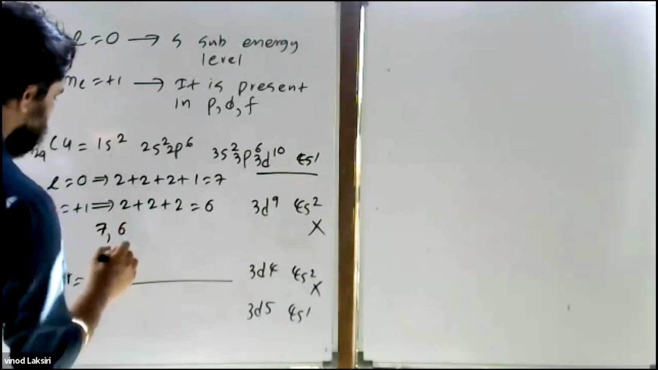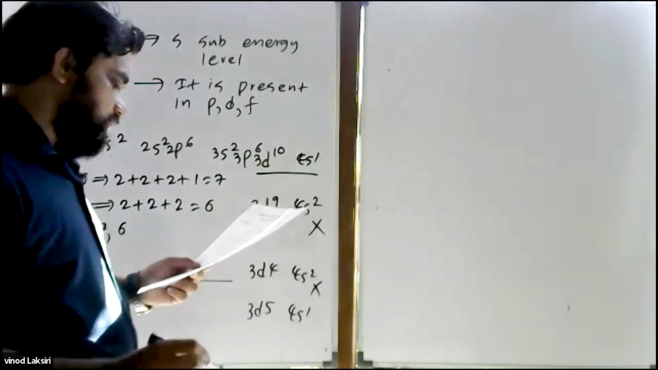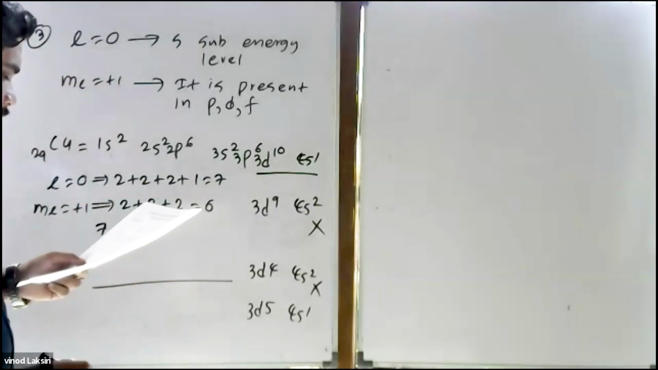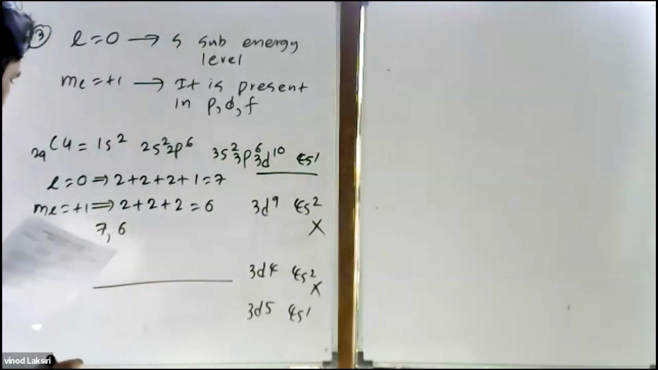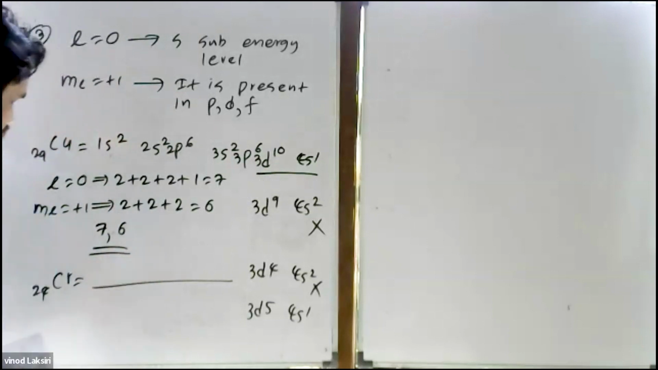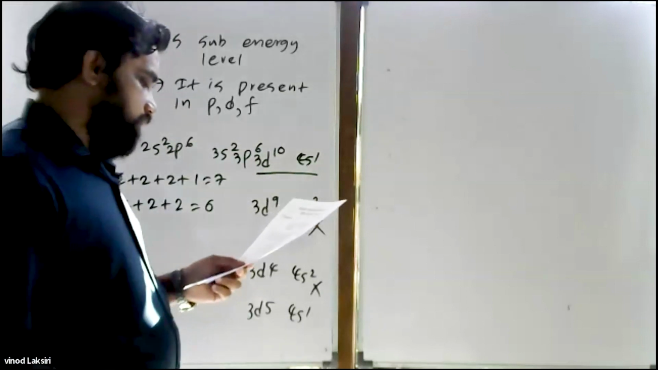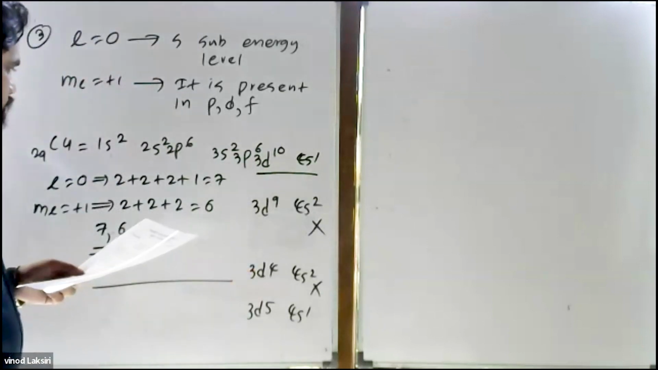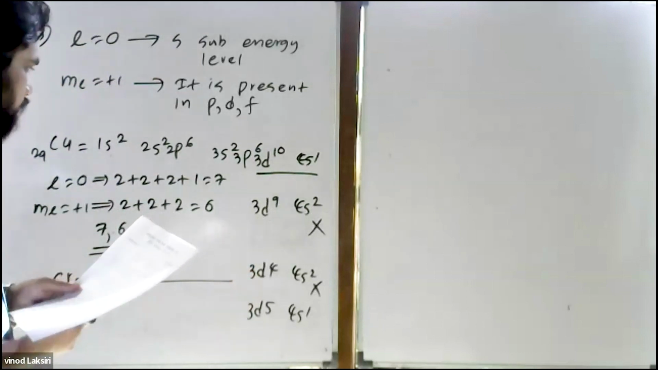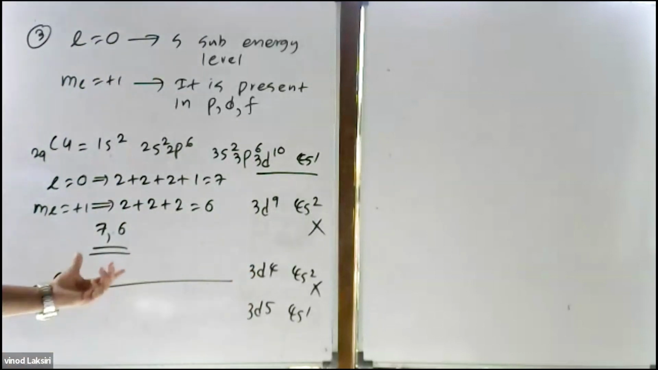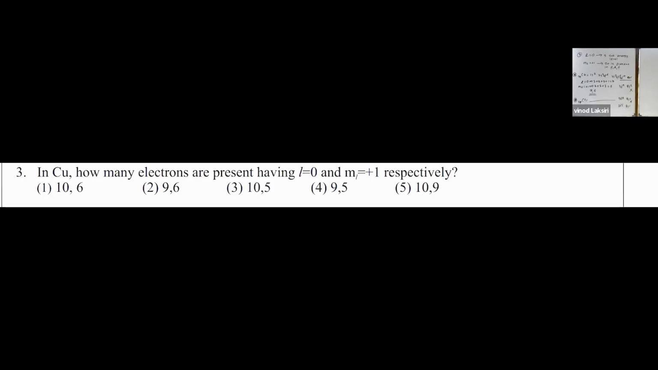7 and 6. 7 and 6 answer is not present here. Right? 7 and 6 is the correct answer. I think it is a printing mistake, the 7 and 6 answer is not present here. Therefore, the answer is all. This is the correct answer, right? This is question number 4.